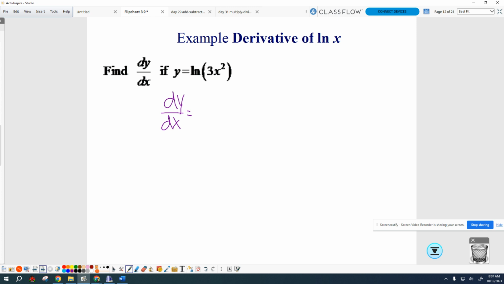Use the pattern, so you put 1 over 3x squared, and then you multiply it by the derivative of 3x squared, which is 6x. So 1 over stuff times the derivative of stuff. Does anything reduce? Colette, what do we get? When you get 6x over 3x squared, that's 2 over x. Okay.